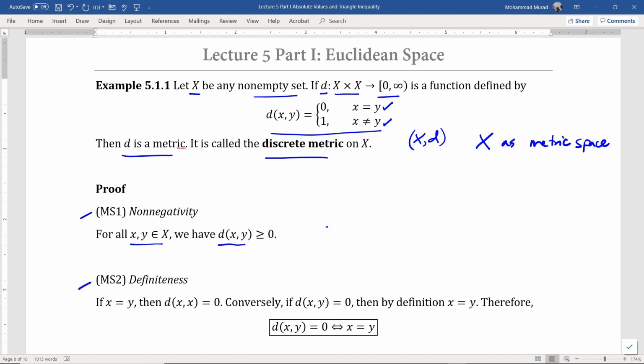Property 2, definiteness. If x equals y, then D of x comma x equals 0 by the definition of the map D. Conversely, if D of x comma y equals 0, then by definition x must be equal to y. Therefore, D of x comma y equals 0 if and only if x equals y.